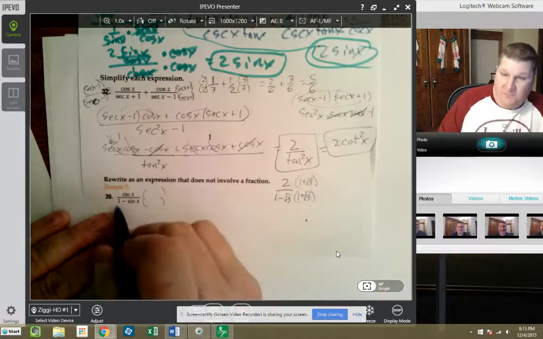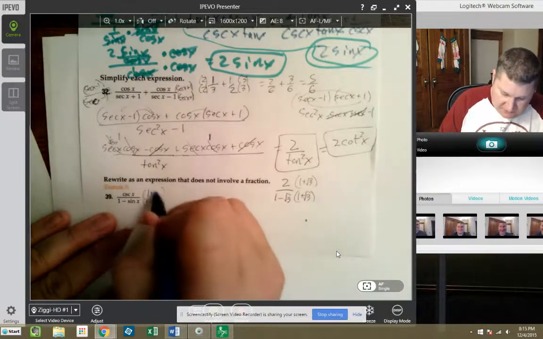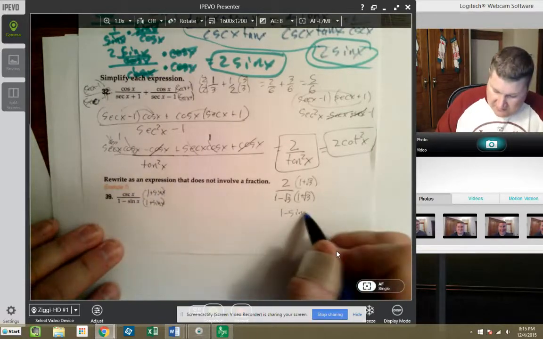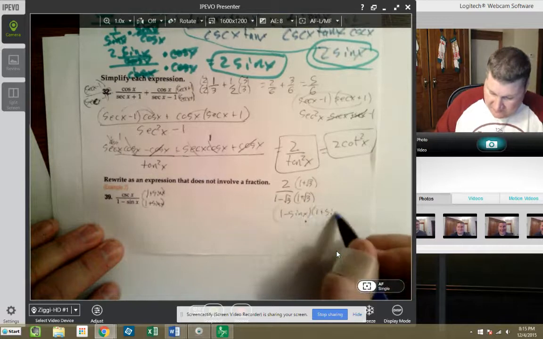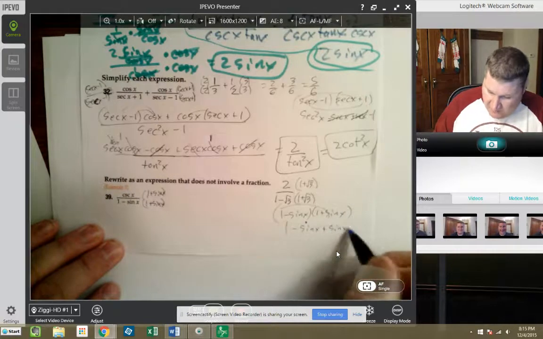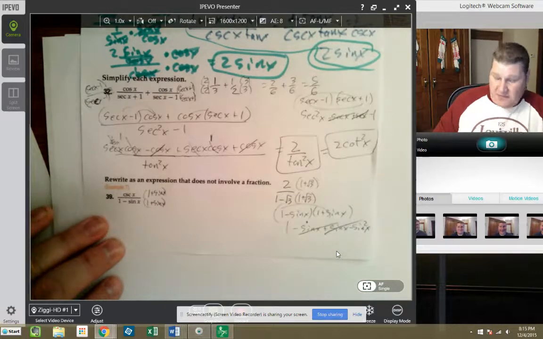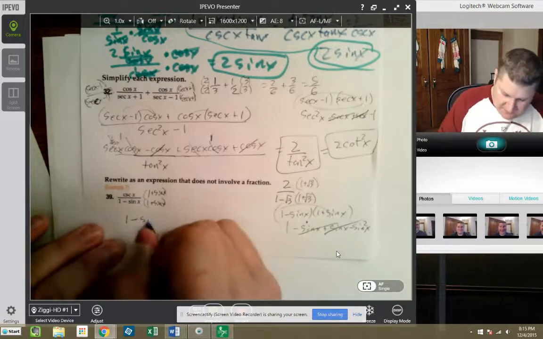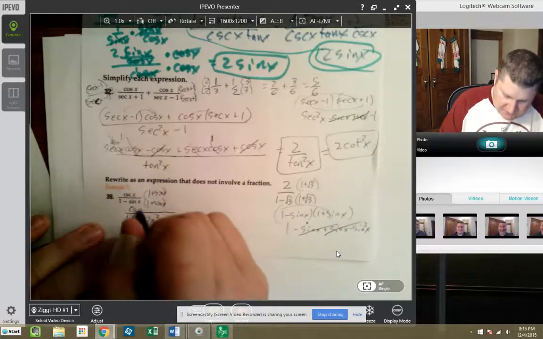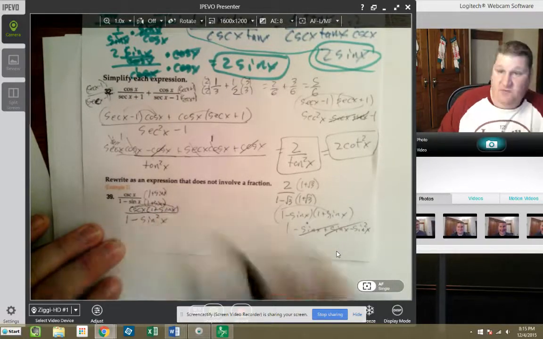FOIL it out. So here, if I have 1 minus sine x, let's multiply by 1 plus sine x, 1 plus sine x. If I FOIL this out, 1 minus sine x, 1 plus sine x, 1 and 1 is 1, minus sine x plus sine x minus sine squared x. So the two middle terms cancel out, leaving 1 minus sine squared x. And on top I have cosecant x times 1 plus sine x. Give it away, give it away.